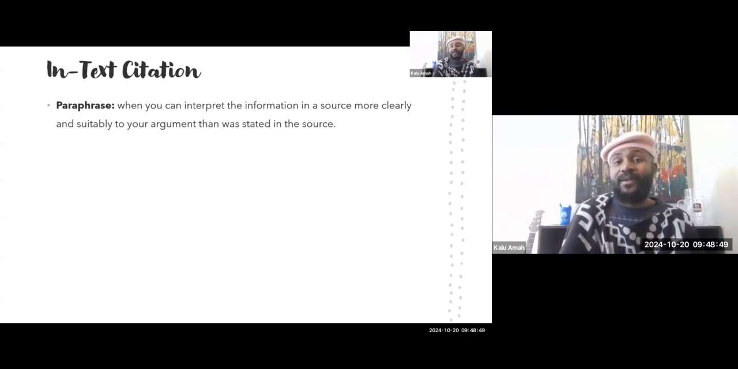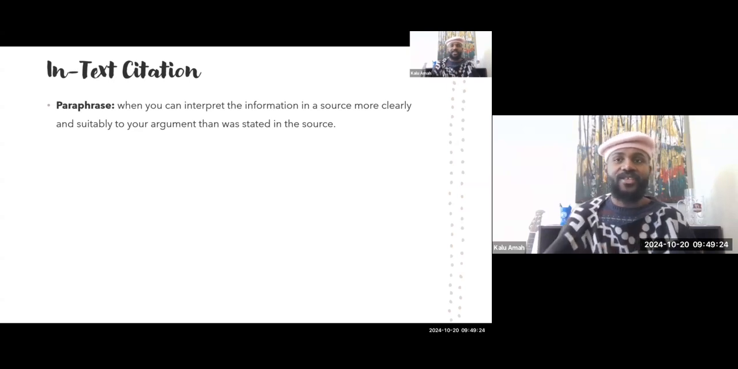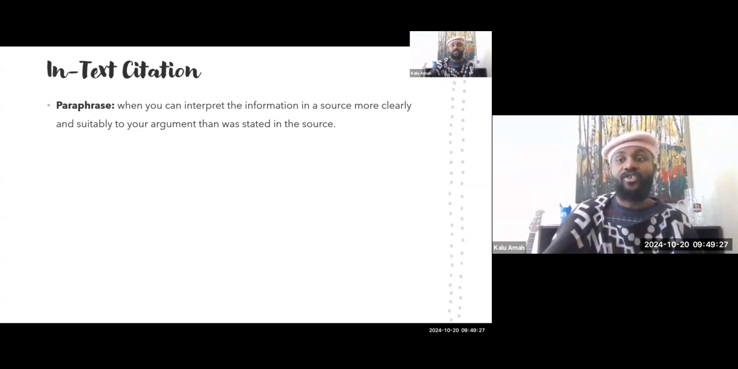But you paraphrase when you can interpret the information in a source more clearly and suitably to your argument than it was stated in that source. Sometimes you might be reading an article and you think this thing is really important and will be important in your paper. But the way the author put it, if you do a direct quotation, it might not really back up your claim, or might not state it clearly. So you decide, okay, let me paraphrase what this person has said so that it will fit into my argument, so that my readers will see this is the angle I'm coming from.